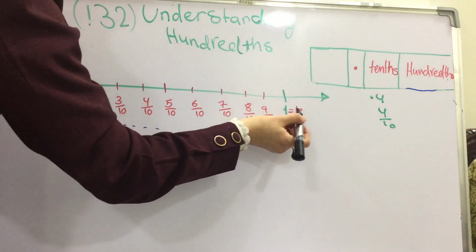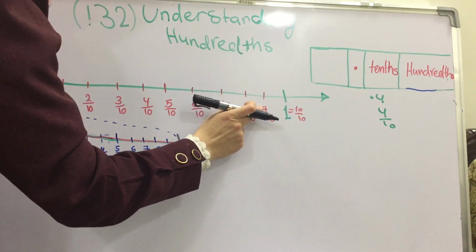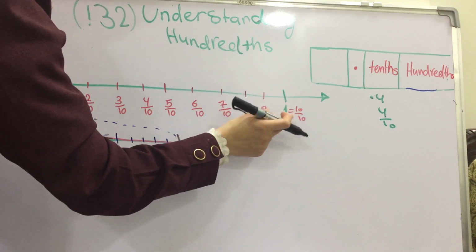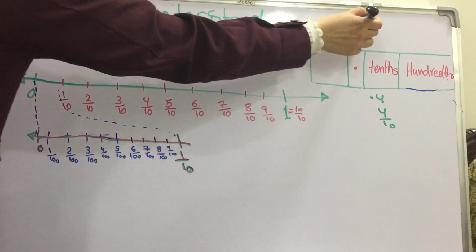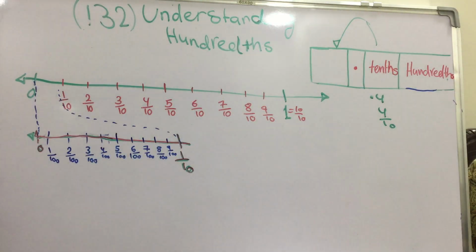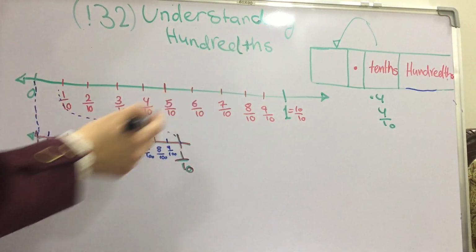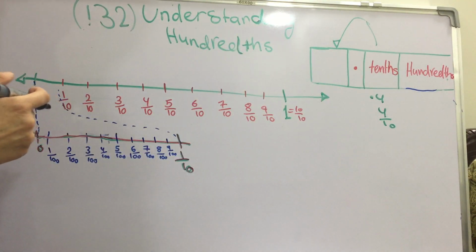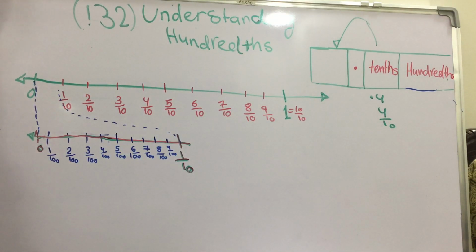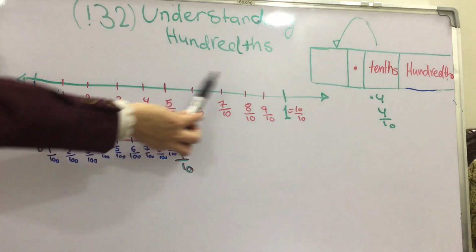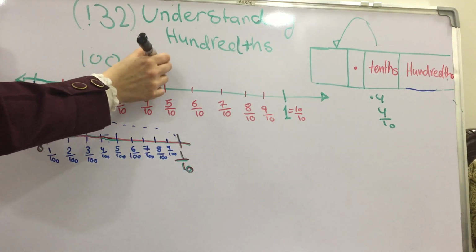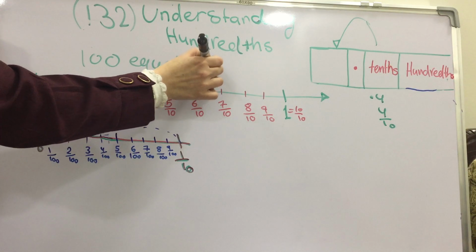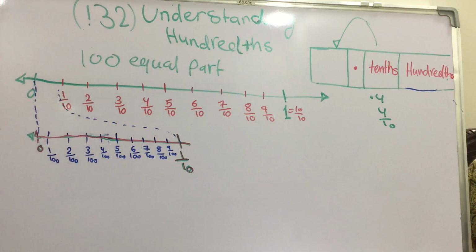So in the previous class we said that 10/10 equals one whole, so we regroup it. When we reach 10/10, we move to the next place, which is the ones place. We move to the ones place when we reach 10 pieces. We make it bigger. Now, in this class, we want to show you that we cut this line into 100 equal parts.